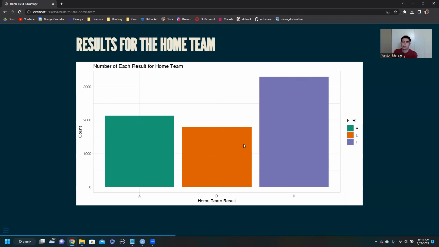This is interesting because I figured the draw would be a little bit more likely, but what we'll see later is that I think home teams are especially not willing to draw, and so they're going to chase home victories or defeats a lot more.